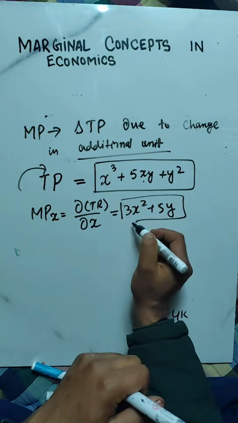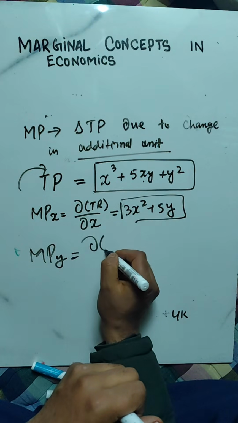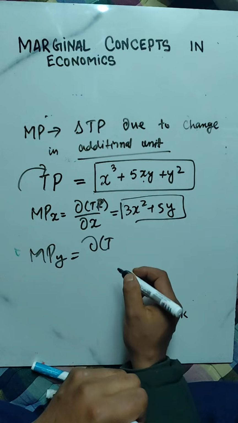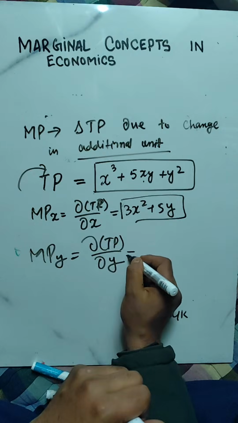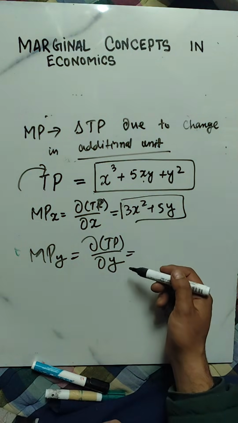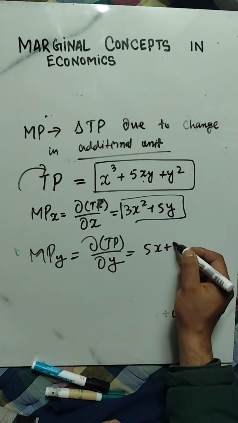We are taking partials. Likewise, we can find out the marginal product of good y. There is a change in the total product due to the change in the units of good y. This time taking partial with respect to good y. So it will be 5x plus 2y.